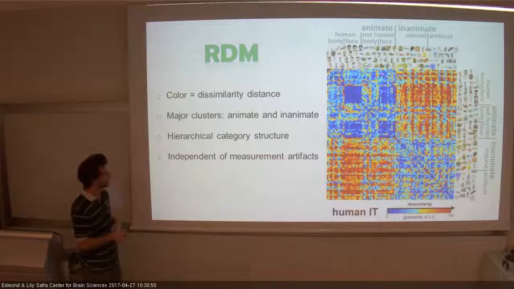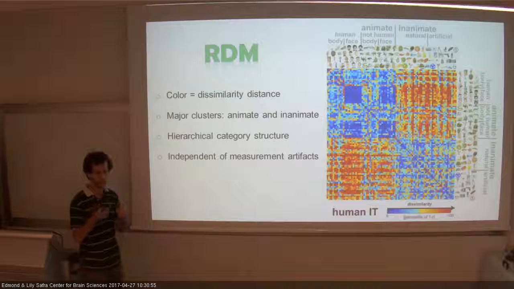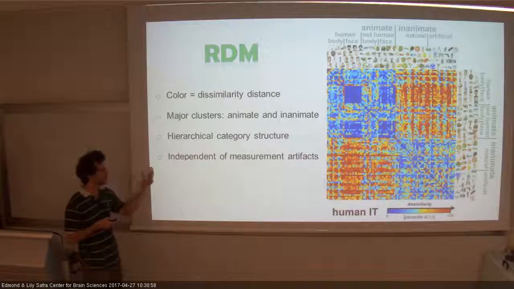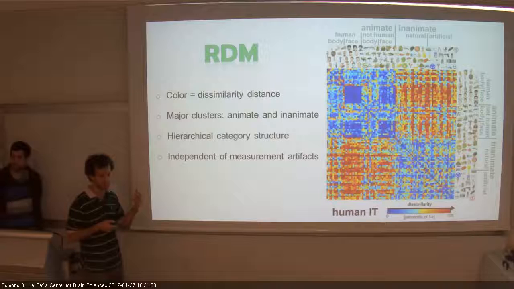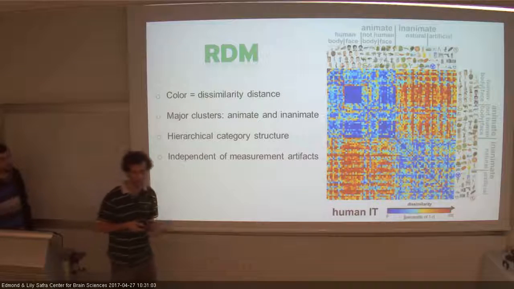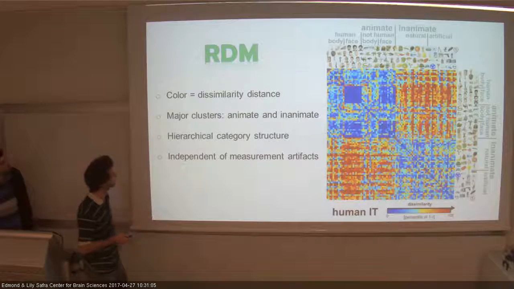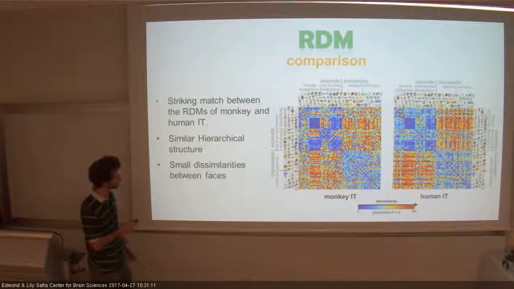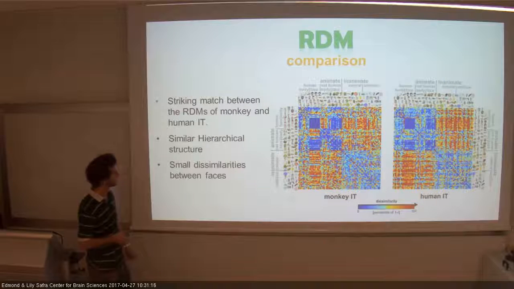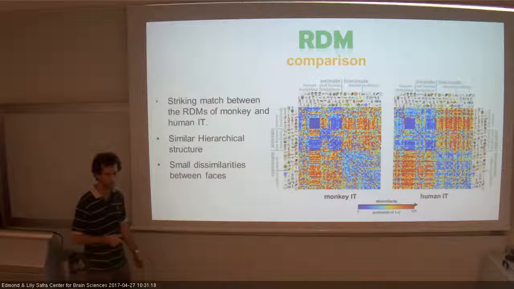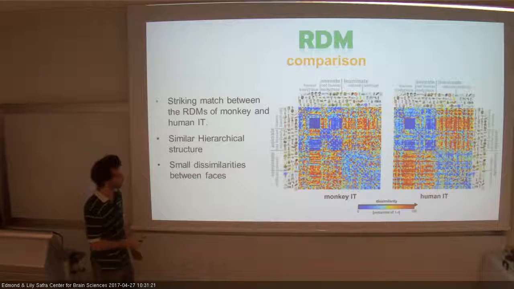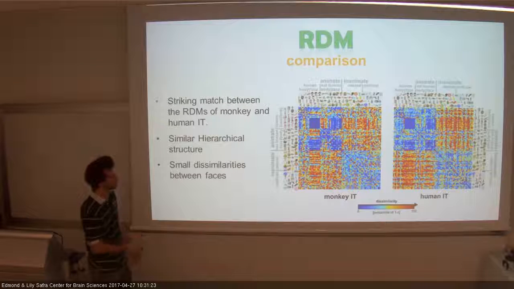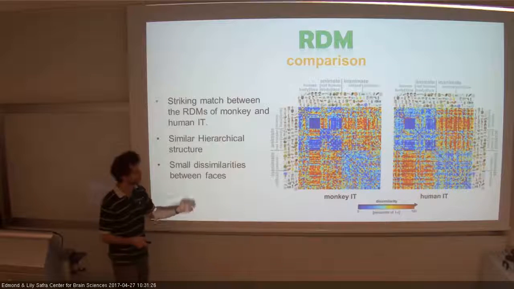And as I said before, here we just see the correlation between the activity patterns. It has no memory of the specific measurement methods that we used, and to prove that we can look at the monkey RDM that was computed using single cell recording, and it's strikingly similar. It's pretty much the same categorization. From first sight it looks completely the same.